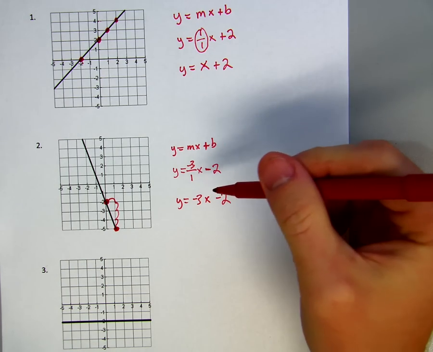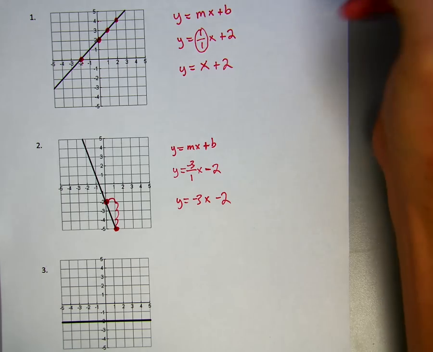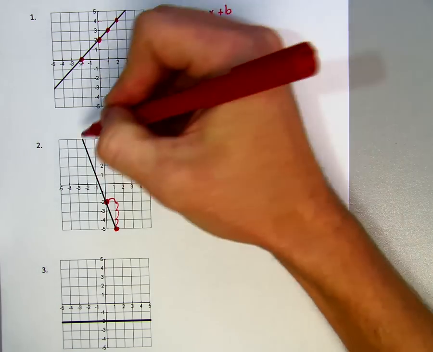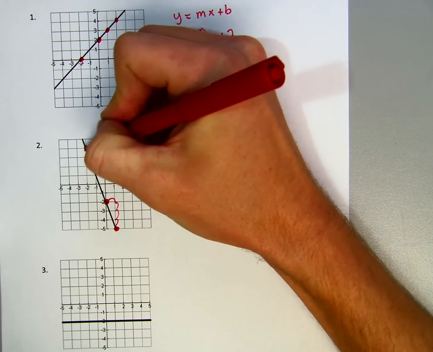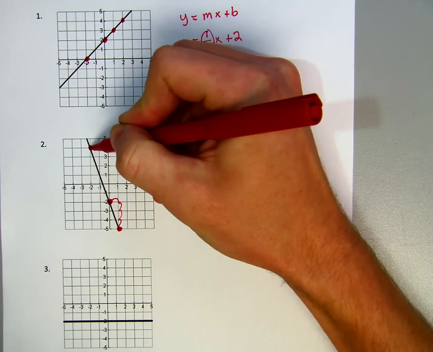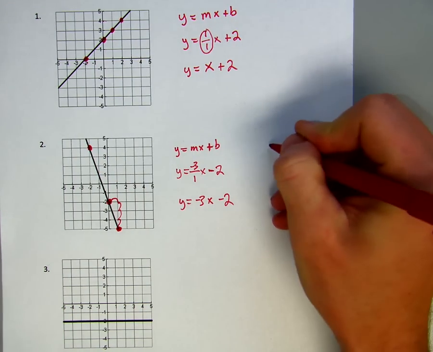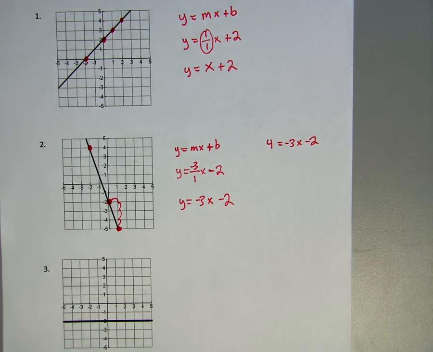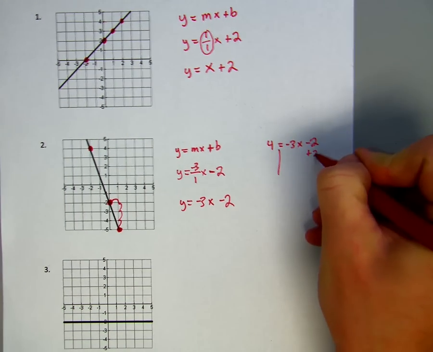Same way, I'm going to go ahead and plug in a value just to check and see if I'm correct. So let's plug in 4 for my y. I'm going to check it over here. I'm going to say 4 equals -3x minus 2.